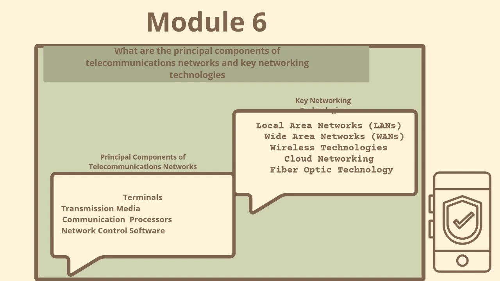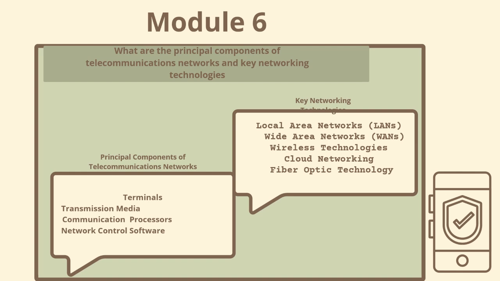Third is network nodes, switching devices, equipment that manages data traffic and connects different parts of the network. Fourth is network interface devices, hardware that connects end-user devices to the network, such as network interface cards and modems. The last one is network control software, software that manages network operations, including routing, switching, and security protocols.